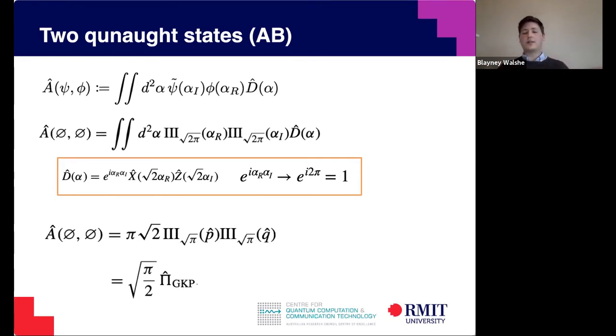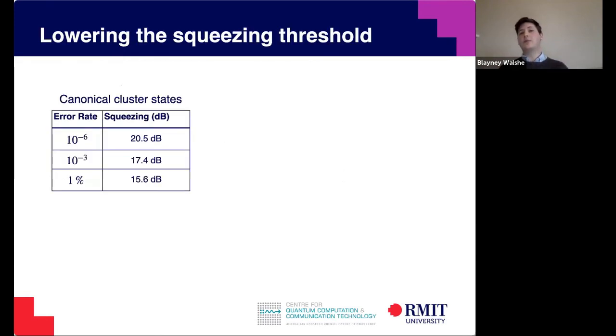What I'm going to do now is continue the story with work that I'm doing now, and a paper that's in preparation. Hopefully it will be out there soon. But just reminding you, in canonical cluster states, to achieve these error rates required squeezing of 20.5 decibels, or for 10 to the negative 6, 24.5 decibels, 10 to the negative 3, 17.4 decibels, and 1%, 15.6 decibels. So that was for canonical cluster states.